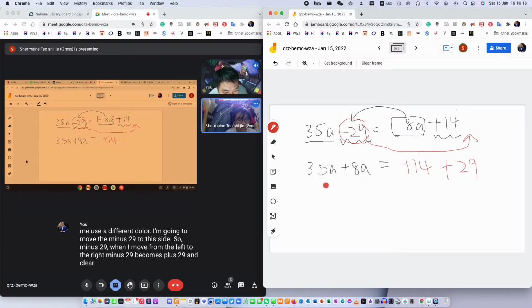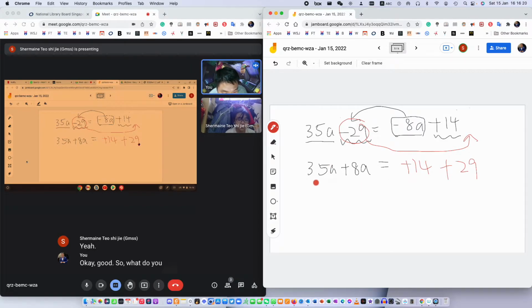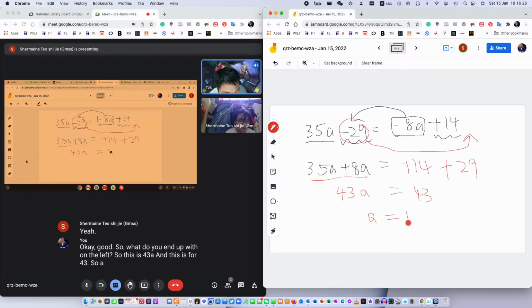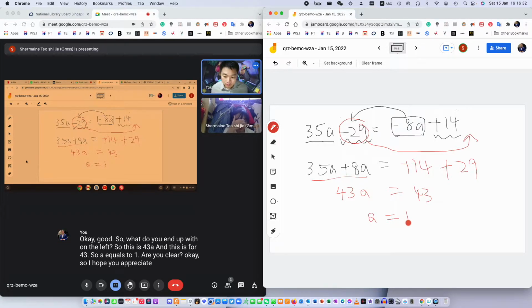Okay, good. So what do you end up with on the left? This is 43a, then this is 43. So a equals 1. Are you clear? Okay, so I hope you appreciate the beauty of this method by moving terms over.